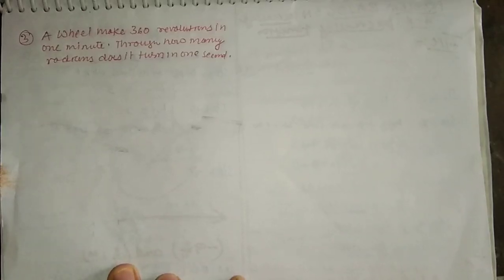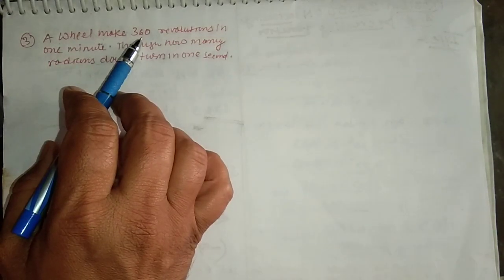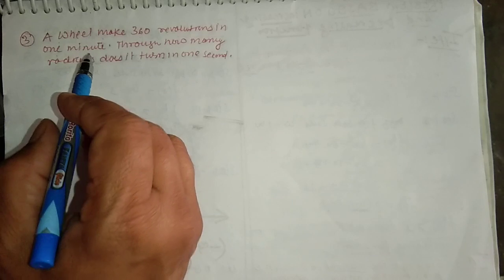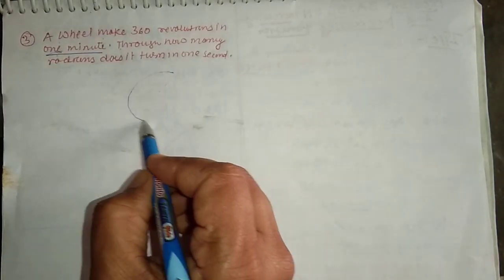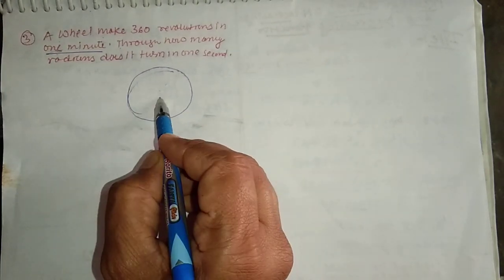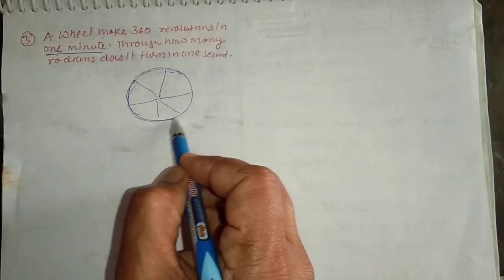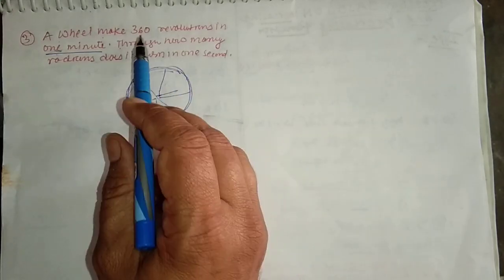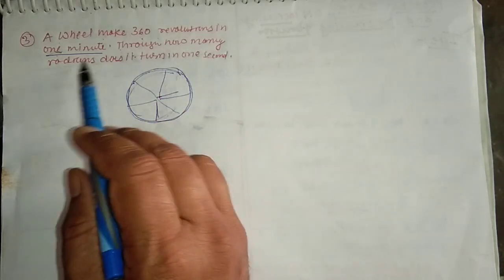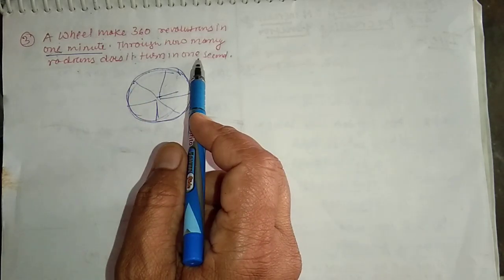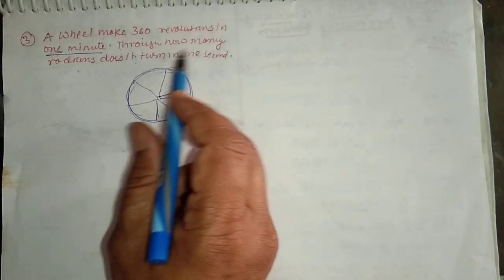Okay students, we have to first of all read the question very carefully. A wheel makes 360 revolutions in 1 minute. So this is a wheel, for example, and the wheel is revolving 360 revolutions in 1 minute. Clear? Through how many radians does it turn in 1 second? So we have 360 revolutions in 1 minute.